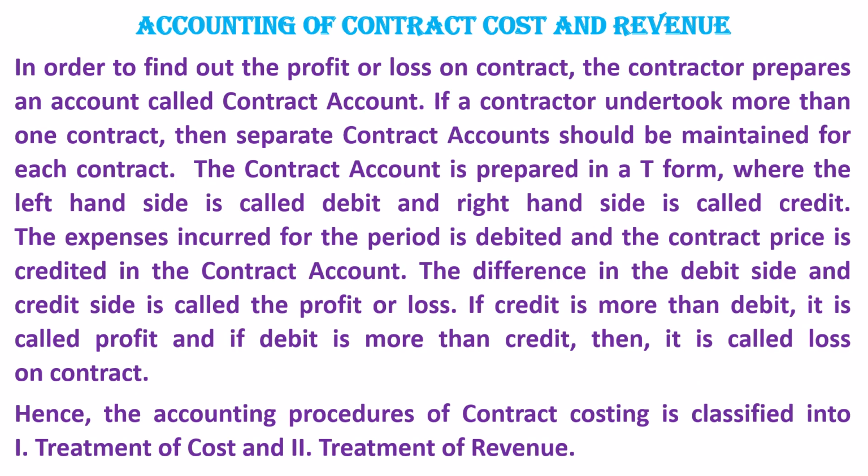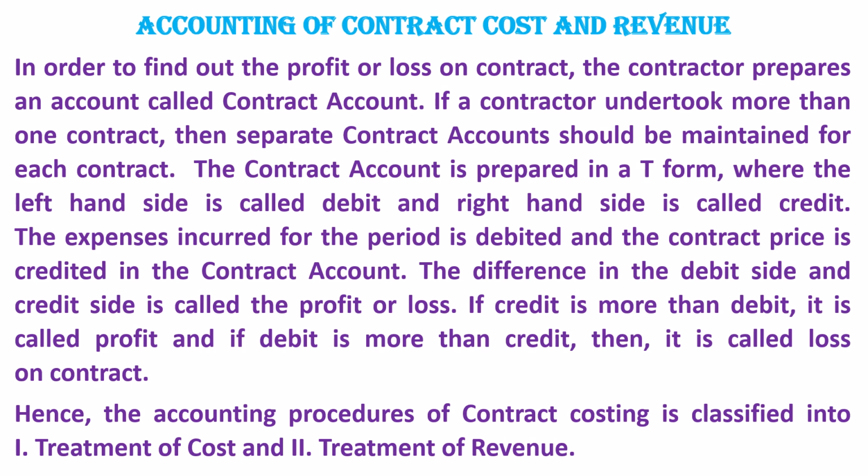Accounting of contract cost and revenue. In order to find out the profit or loss on a contract, the contractor prepares an account called the contract account. If a contractor undertook more than 1 contract, then separate contract accounts should be maintained for each contract. The contract account is prepared in T form, where the left-hand side is called debit and the right-hand side is called credit. The expenses incurred for the period are debited and the contract price is credited in the contract account. The difference between the debit side and credit side is called the profit or loss. If credit is more than debit, it is called profit, and if debit is more than credit, then it is called loss on contract.